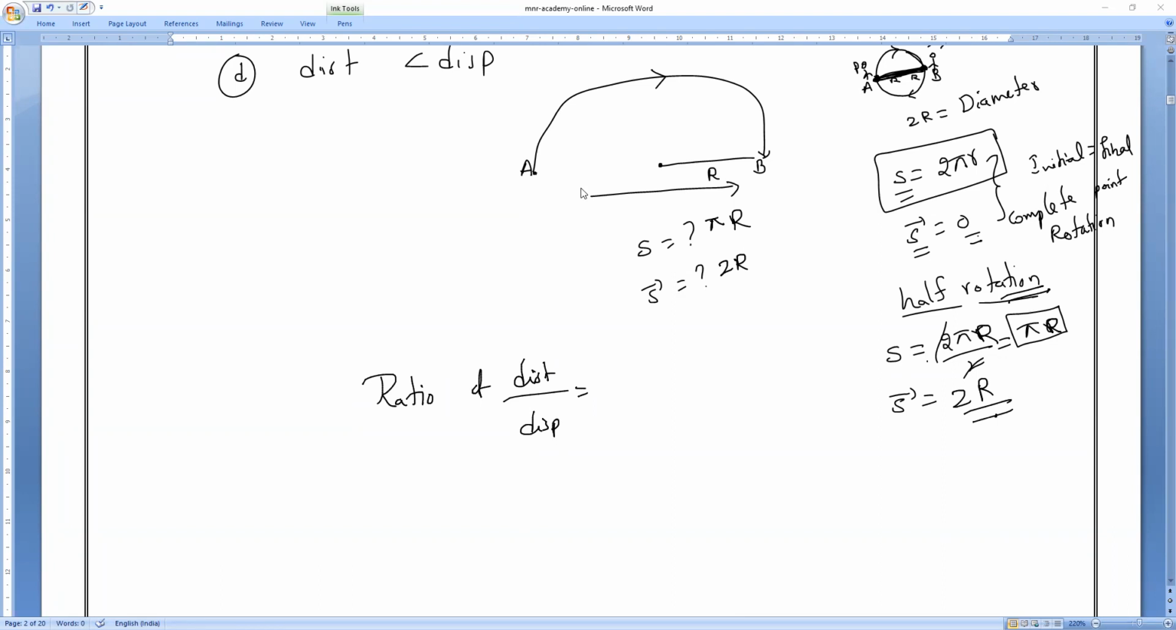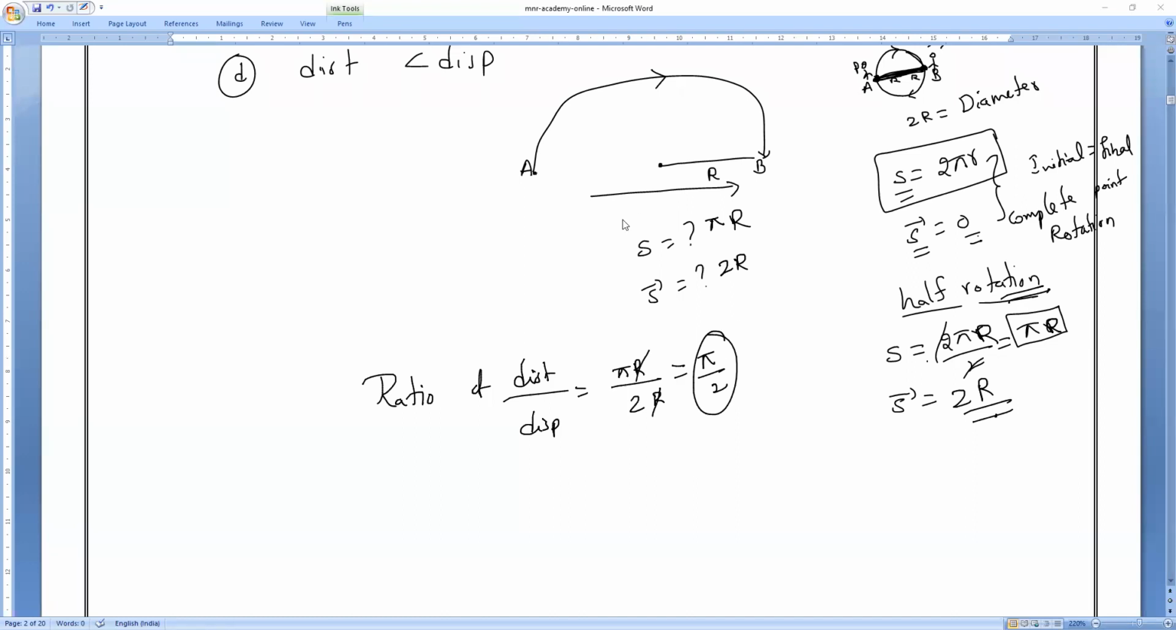So what is the distance by displacement? Tell me, everybody. Distance is pi r, displacement is 2r. So r and r will get cancelled. What is the ratio of distance and displacement? Everybody. Yes, pi by 2. That is what it is.